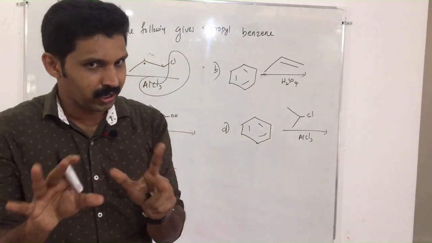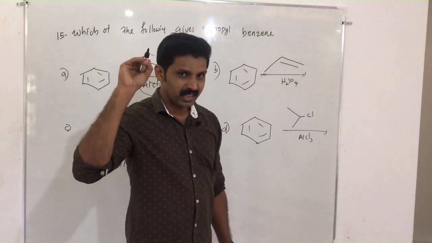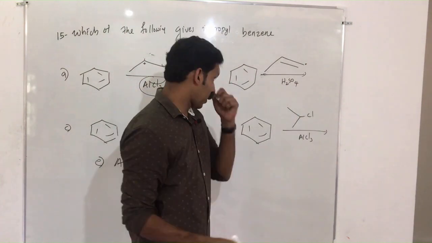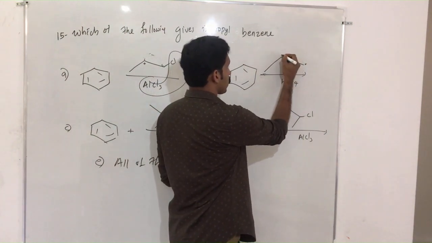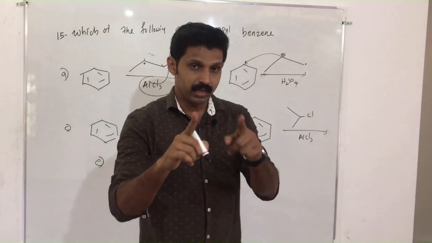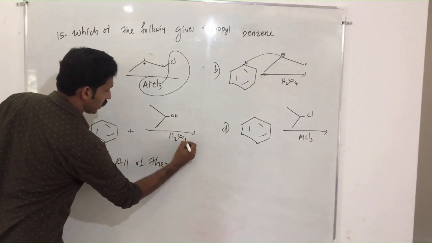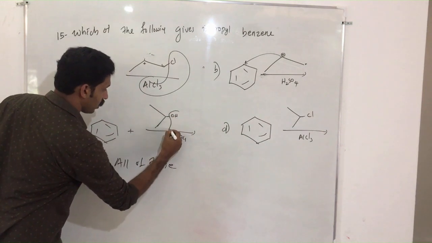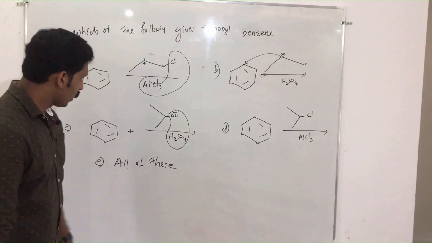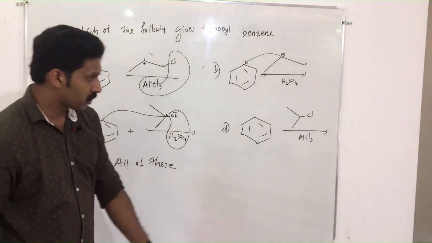I have already told you these examples. Here again, H2SO4 gives H plus. That H plus goes to here according to Markovnikov rule. Due to this, a plus charge will be created here. This will attack the benzene ring. You will get isopropyl benzene. Here again, in presence of sulfuric acid, H plus abstracts OH minus from here. You will get a plus charge here. This will attack the benzene ring. You will get isopropyl benzene.